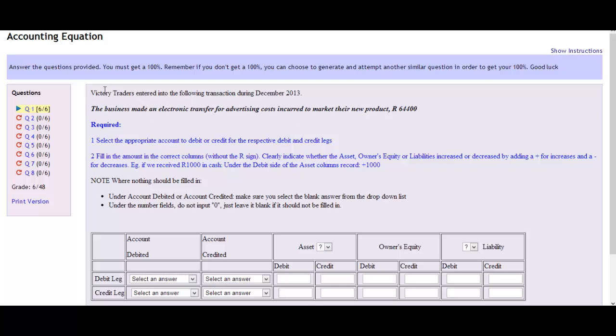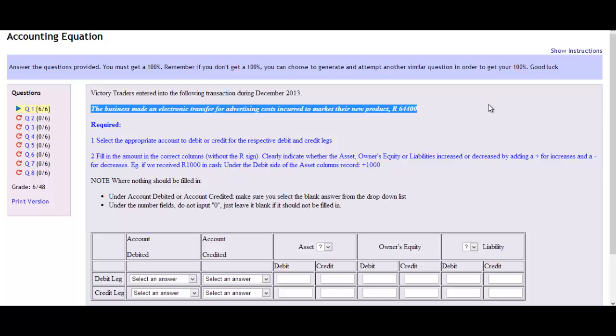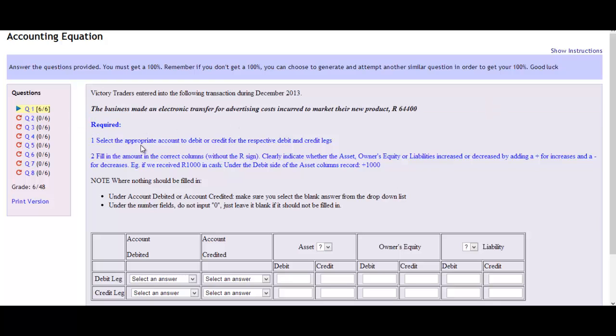Just quickly to orientate you. Here's the question at the top. Here's the transaction. Here's the required. We need to select the appropriate debit and credit leg at the bottom. And we need to fill in the correct amount in the correct columns with our correct signs, plus and minus.